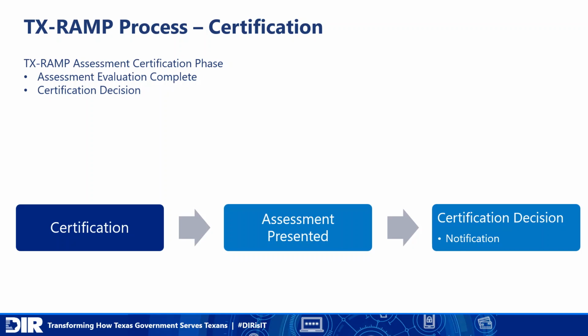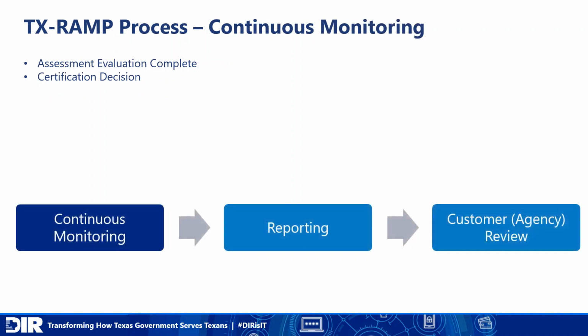During this phase, this is where the assessment has been reviewed, is being looked at, and a certification decision is being made. Once a certification decision is made, such as your certification is granted for your TX-RAMP submission, a notification will then be sent out to you. So that in essence wraps up the process on actually going through and receiving a TX-RAMP certification. But after that, you go into continuous monitoring.